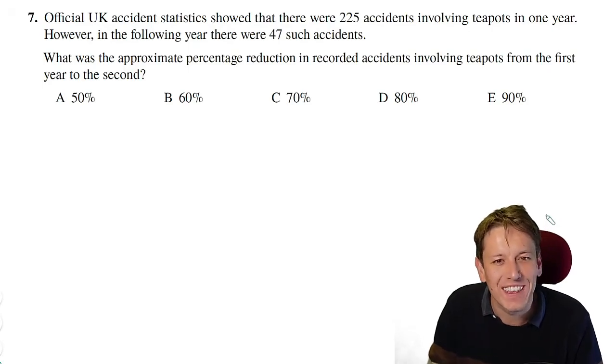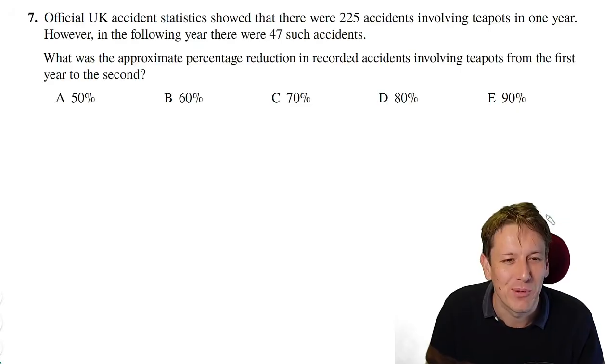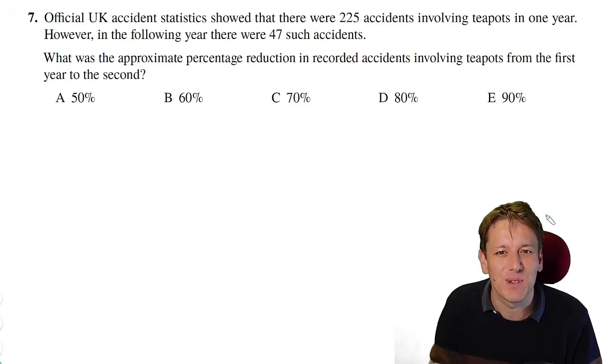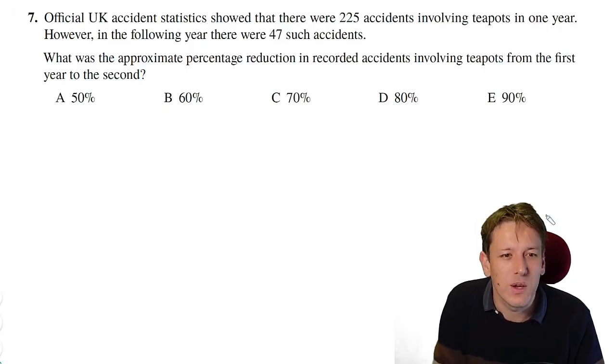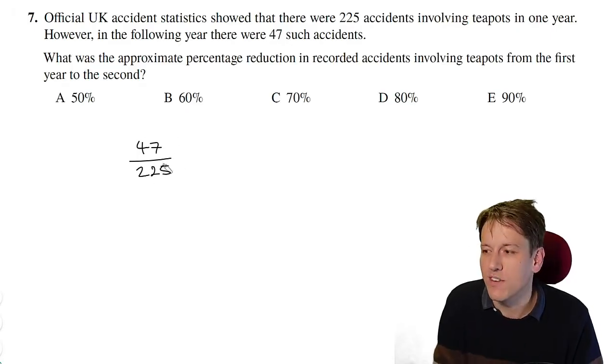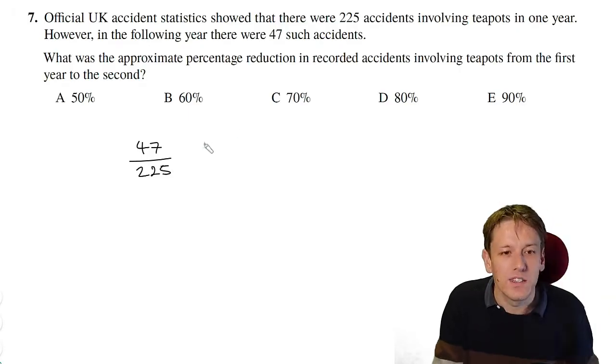E, 7. Official UK accident statistics showed that there were 225 accidents involving teapots in 1 year. However, in the following year, there were 47 such accidents. What's the approximate percentage reduction in recorded accidents involving teapots from the first year to the second? So really what we want to know here is, what is 47 as a fraction of 225, as a percentage of 225? So there's a couple of ways we could do this.